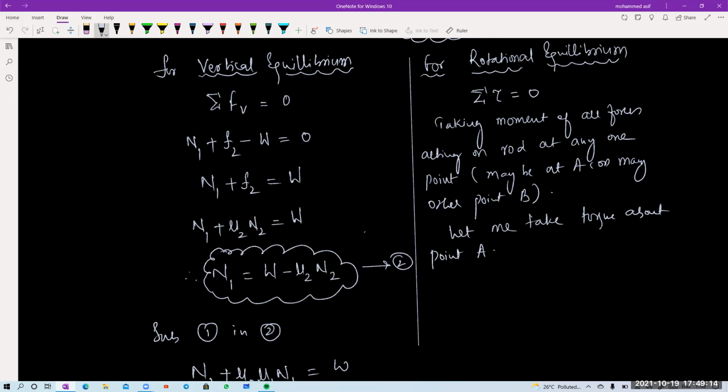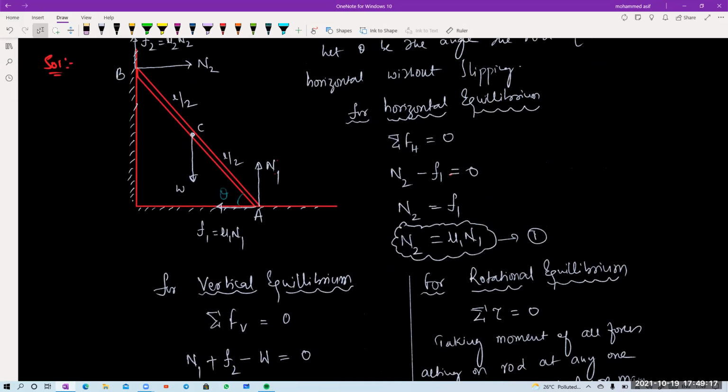Torque is force into perpendicular distance. Here, the weight of the body into the perpendicular distance. This is L by 2, and this angle will be 90 minus theta. If I resolve this component, it becomes L by 2 into cos(90 minus theta), which equals L by 2 into sine theta. And in this direction it equals L by 2 into sine(90 minus theta), which is L by 2 into cos theta.